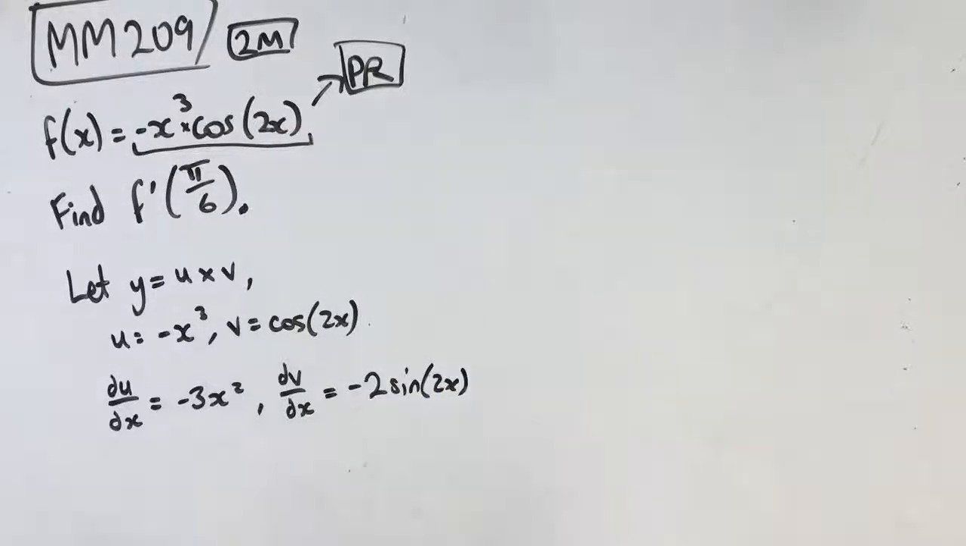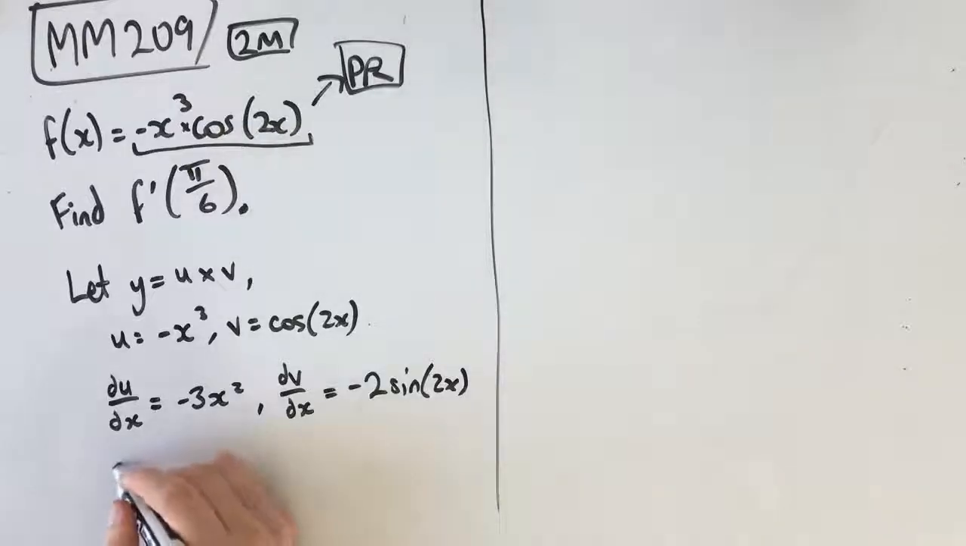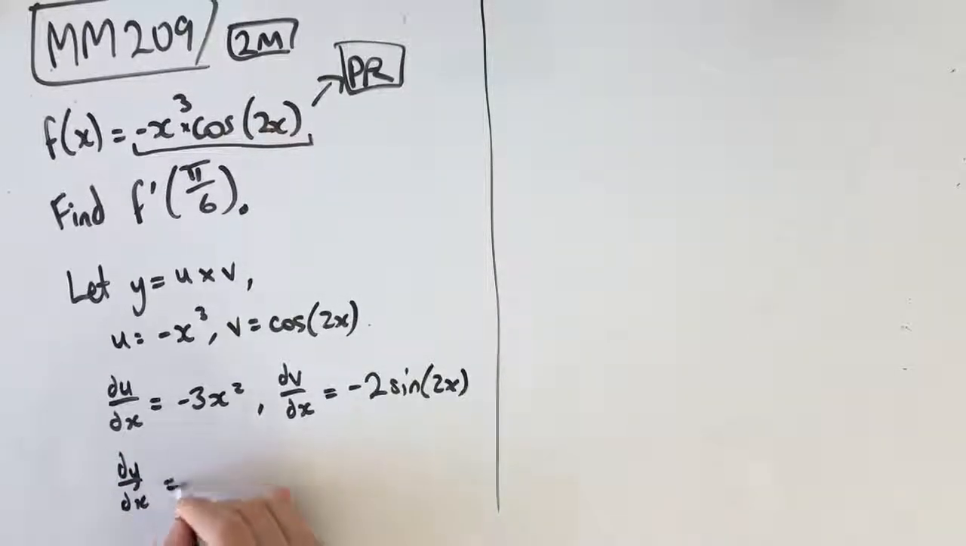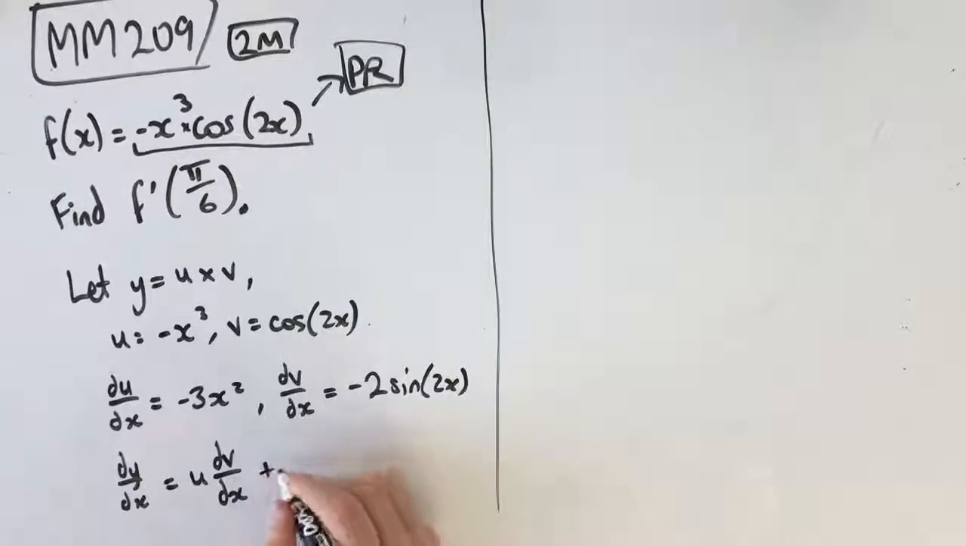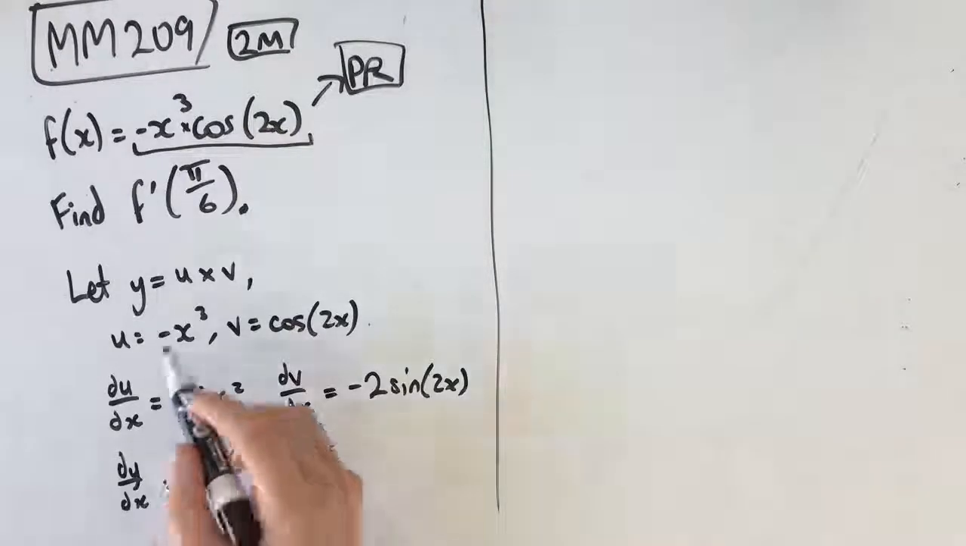Awesome. Now we're going to come up here to do our product rule. So actually I'll write the product rule down here. So dy dx is equal to u times dv dx. Sorry if you can hear that construction in the background, guys. There's a lot of building going on at the moment. Plus v du dx. So this is our product rule, right? Now what we have to do is just sub in our values.